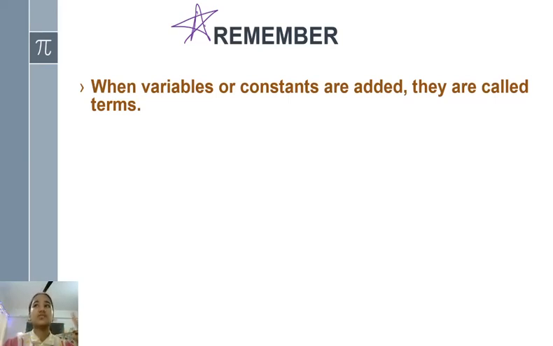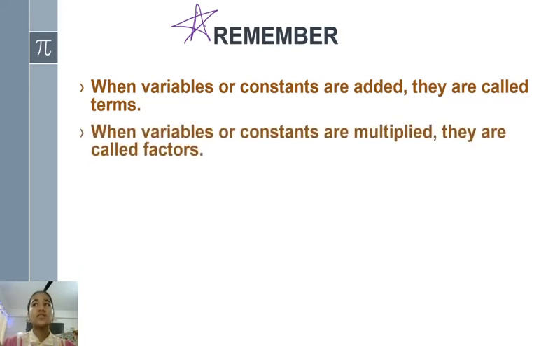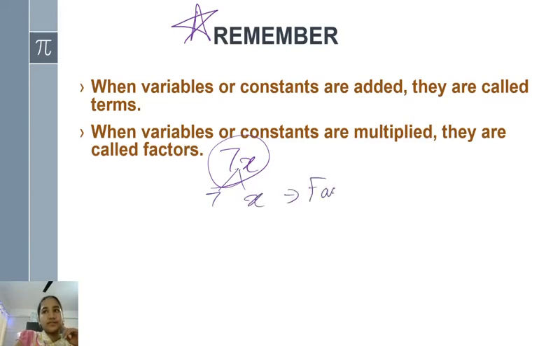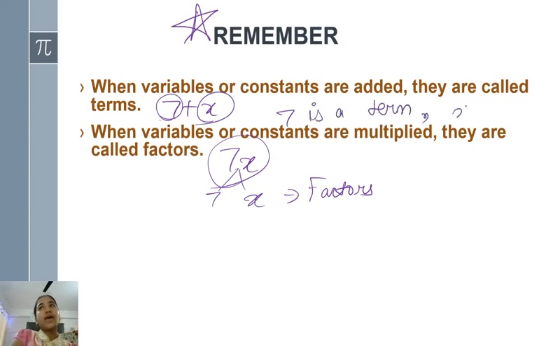When variables or constants are added, they are called terms. When variables or constants are multiplied, they are called factors. So in 7x, they are multiplied, so 7 and x are factors. Now if I write 7 plus x, here 7 and x are not factors. 7 is a term and x is a term.